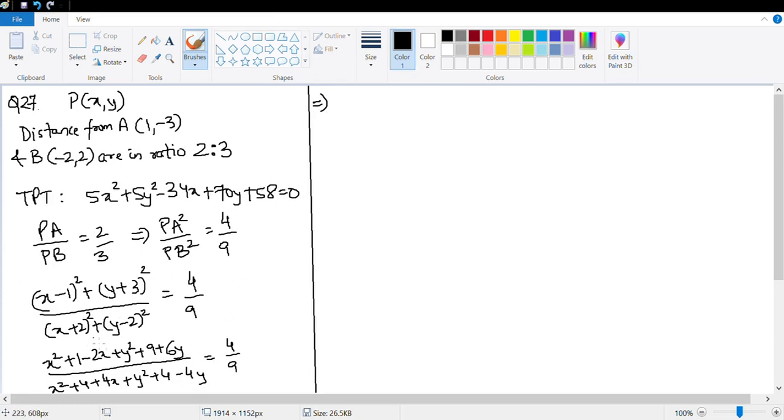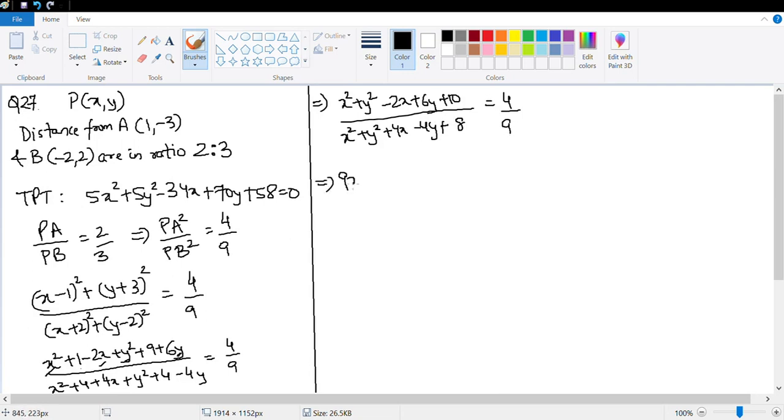Let's group things together. x square plus y square, so I have taken x square, I have taken y square, minus 2x plus 6y, so minus 2x gone, minus 6 plus 6y gone, this is plus 1 plus 9, which means plus 10, upon x square plus y square plus 4x minus 4y plus 4 plus 4, that's 8, and this is equal to 4/9. Let's cross multiply again.